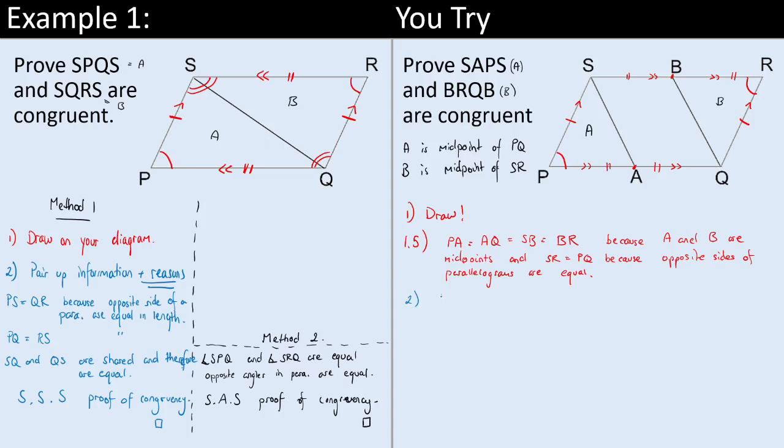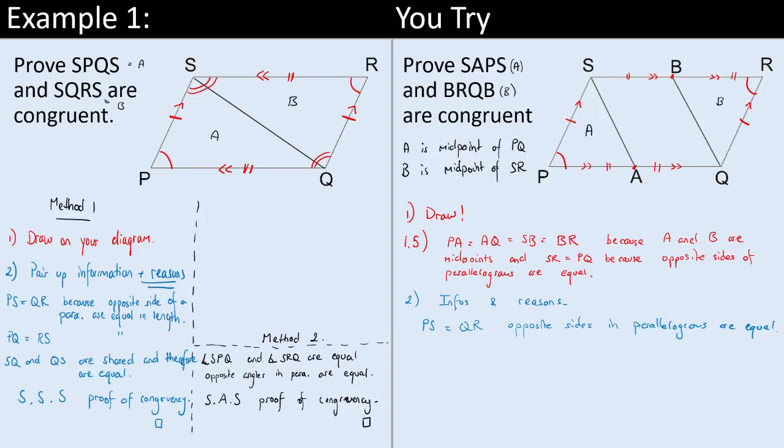So we need our info and we need our reasons. So let's go for that. Now, we're looking to pair up these two triangles. So there's an easy one for us. Just like in the old question, we got PS equals QR, opposite sides in parallelograms are equal. So there's one easy thing for us. We got one side.